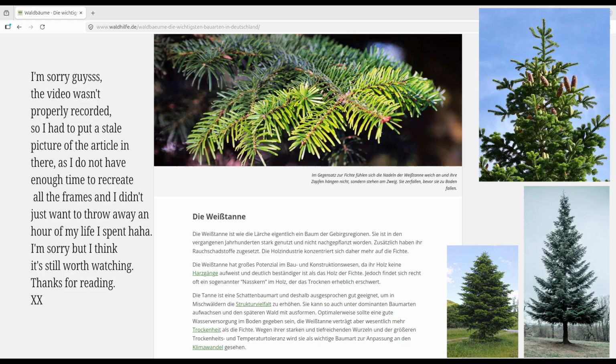Sie zerfallen, bevor sie zu Boden fallen. So, no, let me just translate that in context again. So, in contrast to the, what was it, spruce or fir? I don't know. Feel the needles of the silver fir feel soft and its cones don't hang but stand on top of the branch, I guess. Sie zerfallen, bevor sie zu Boden fallen.